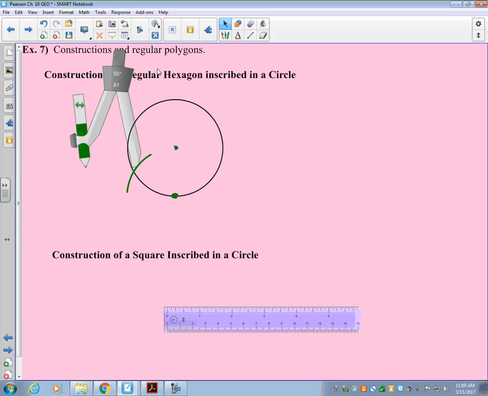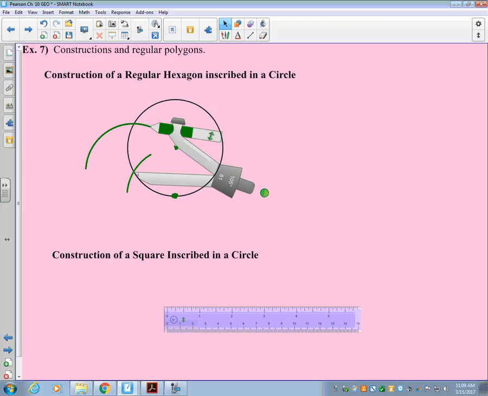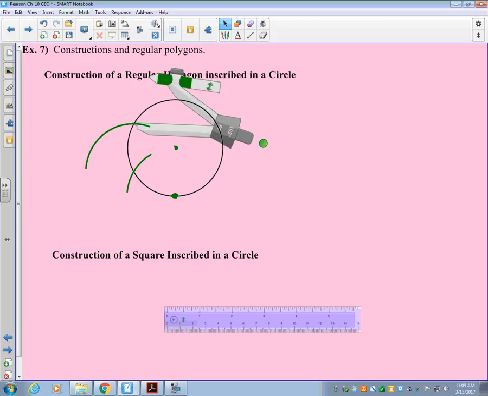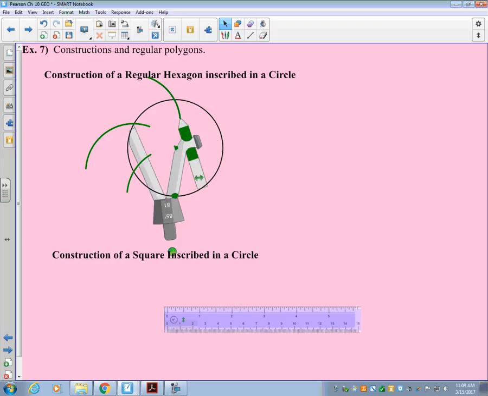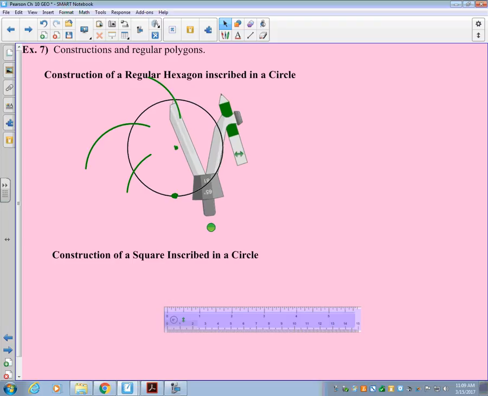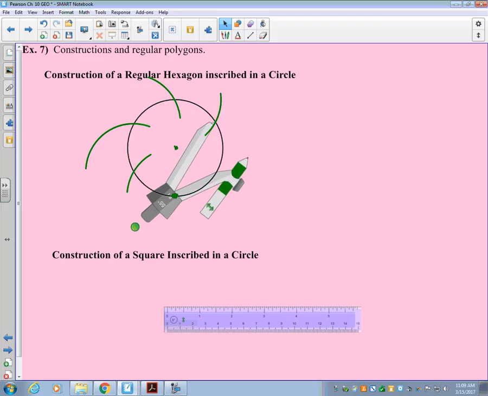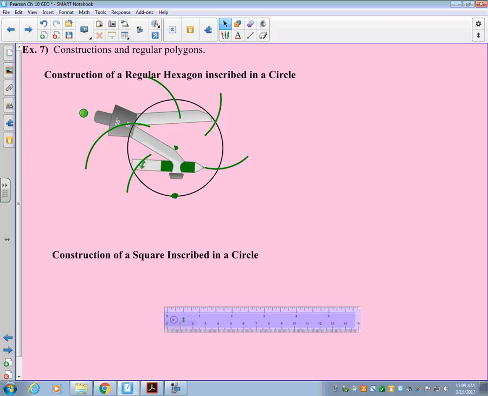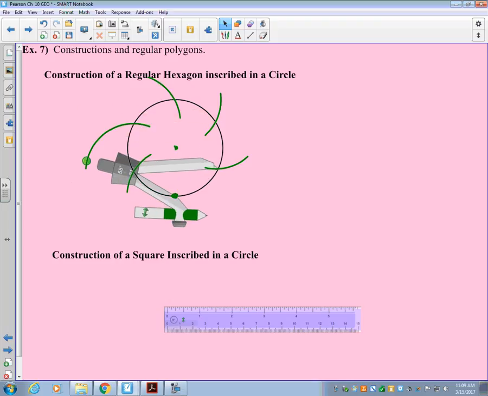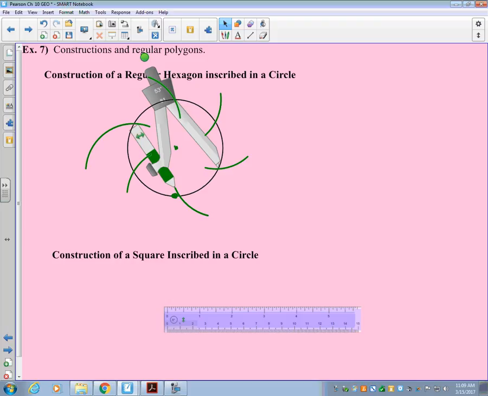Make another arc that intersects your circle. Move your compass to where that arc intersects your circle. Guess what we're going to do? Make another arc that intersects your circle. Move your compass to where that arc intersects your circle. Make an arc that intersects your circle. Move your compass. Make an arc. And then you should be back. If you've done it correctly, you should be back to your original mark.